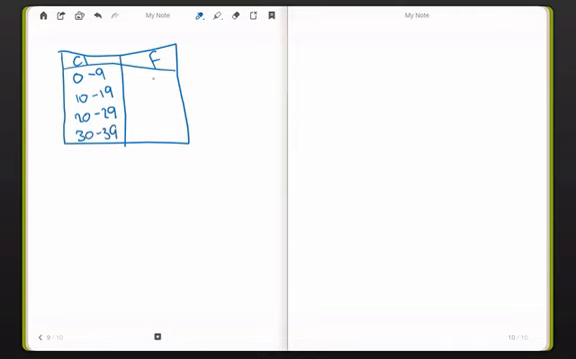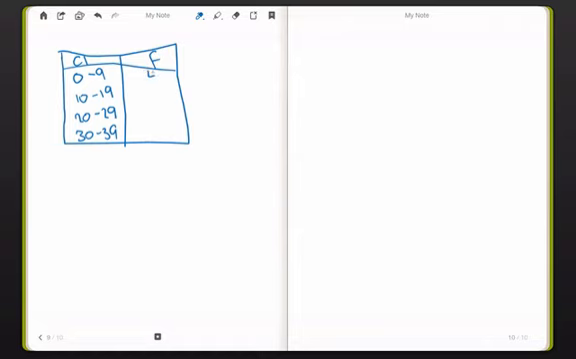Now, the frequency is how many scores there are in this range of values. Because if we've got 40 numbers to choose from, or 39, you don't really want to make a table with 1, 2, 3, 4, 5, all the way to 39. That's a really big table. So sometimes we group our data in groups of 10 like this, so that we don't have to write as much stuff. So how many scores are there between 0 and 9?